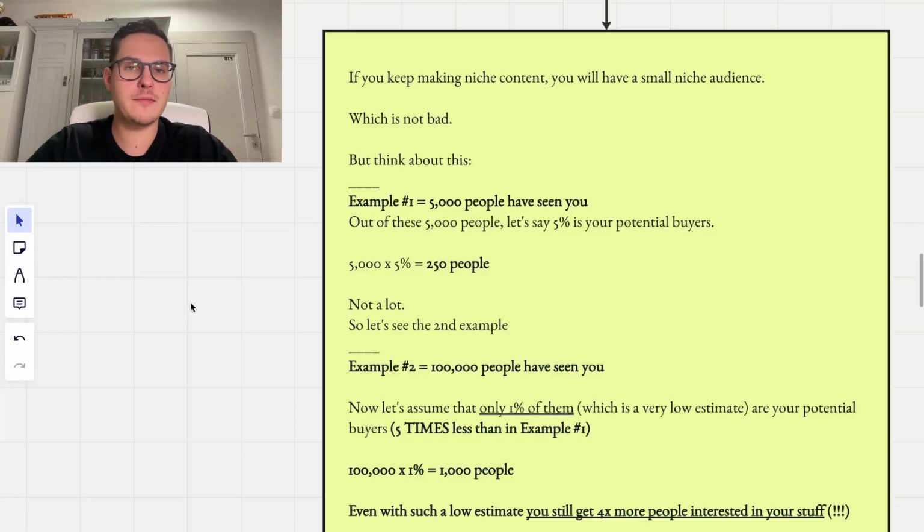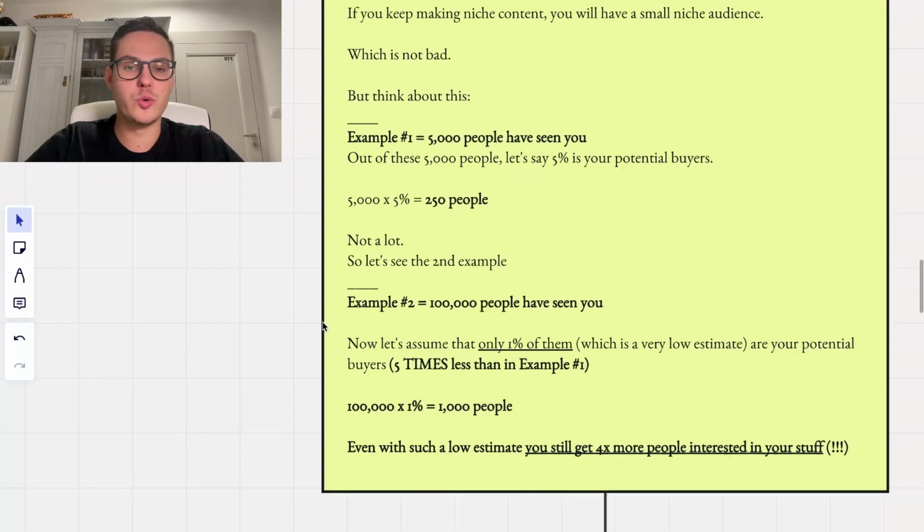But the more people you have, the more people are likely to be interested in what you sell. So think about this. In example number 1, you had 5,000 people that have seen you, and out of those 5,000 people, 5% of them will be your potential buyers. So 5% of 5,000 is 250 people. That's not a lot.